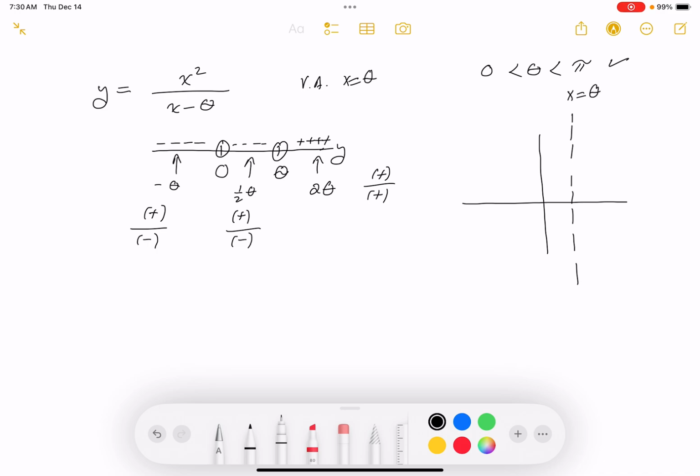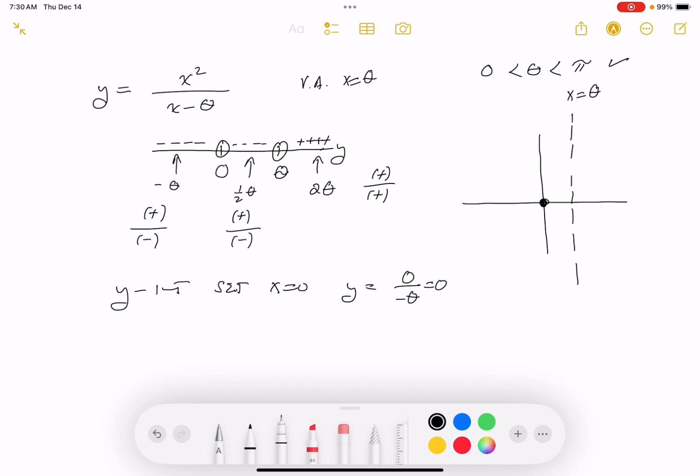All right? The next thing I would probably do is maybe just the y-intercept. Put this over here, y-intercept. And what do you do? You set x to be 0. And what would that give you? Well, y would equal 0 over minus theta. And again, theta is between 0 and pi, so we're getting 0. So we got something pretty simple there. It's both an x and a y-intercept.